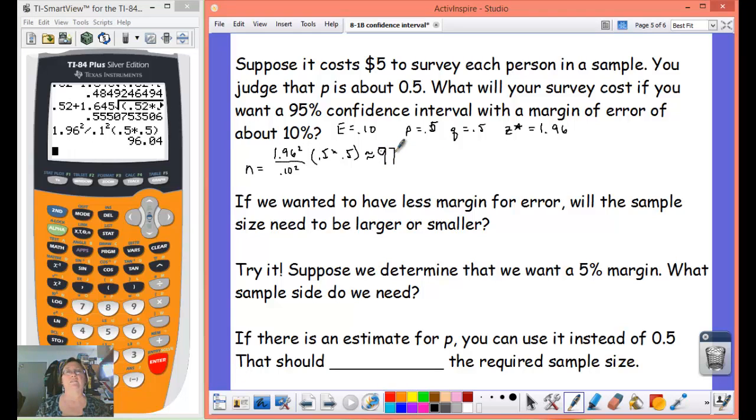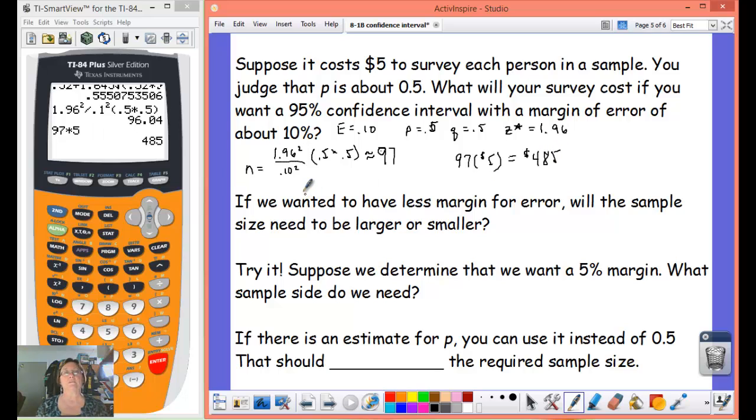Okay, we need to have 97 as our sample size, and what our survey will cost then is 97 times $5 per, and 97 times 5 is about $485. Okay, that sample size formula is a good one to recall. Again, good one to remember. If you wanted to have less margin for error, okay, if you were not willing to accept 10%, what do you think? Would you need to sample more or fewer people?